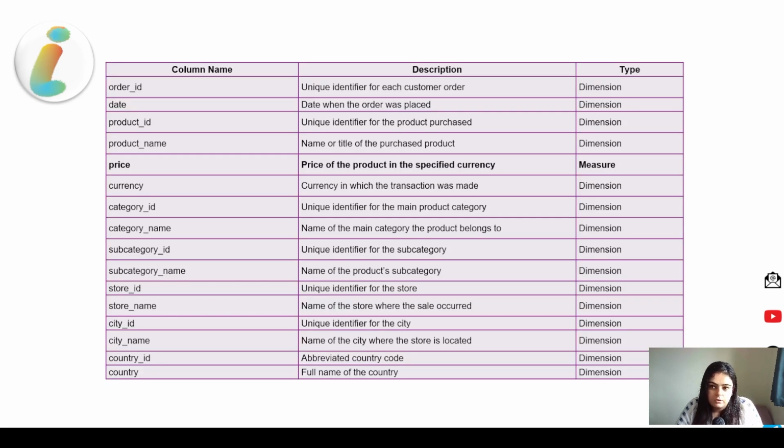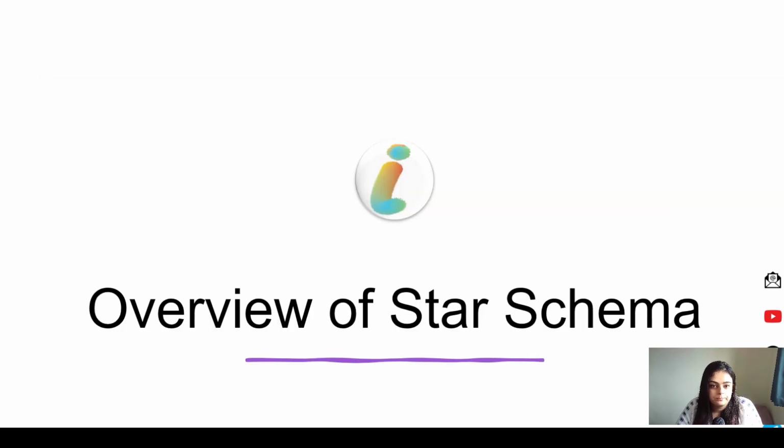Based on our discussion before, this is how we will be dividing our data set into dimensions and measures, and we can see that price is the only measure we have in our data set. The rest are all dimensions.